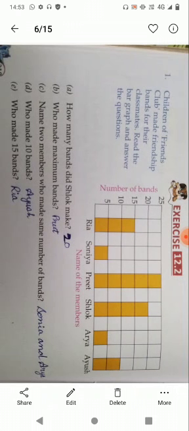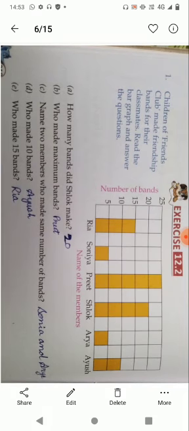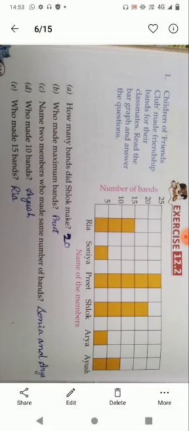In the vertical column it is written number of bands, and in the horizontal column it is written name of members: Riya, Sonia, Preet, Shlok, Arya, Ayush. So all these things are there. Now, how many bands did Shlok make? We can see that Shlok has 20 bands, because it is equal to 20, so the answer is 20.